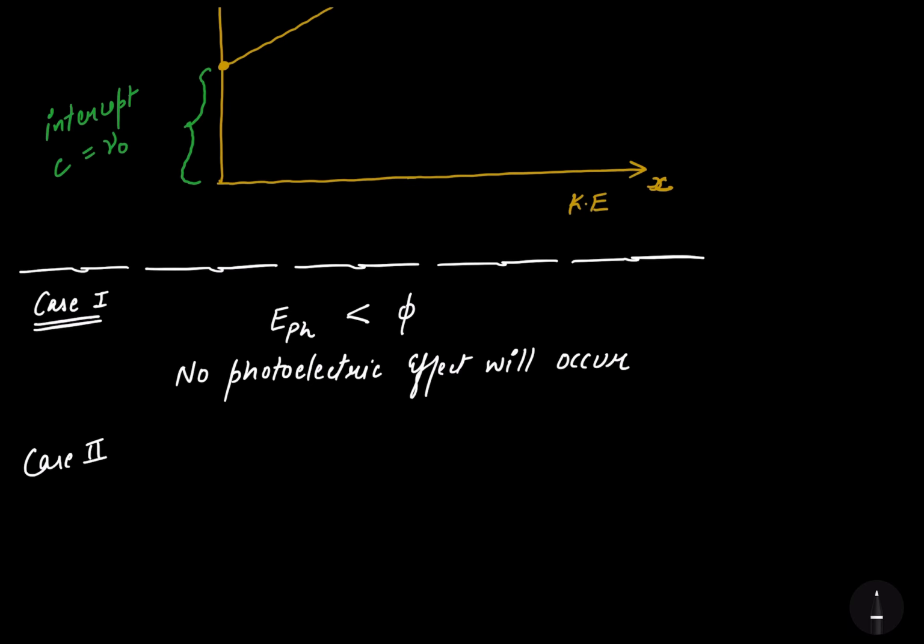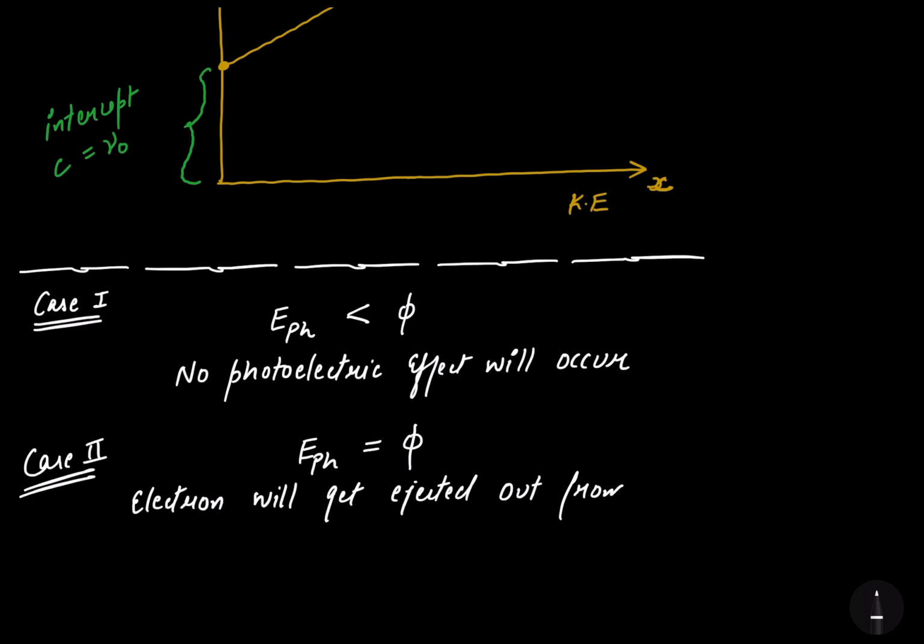Now the case number 2. When the energy of incident photon is just equal to the work function, then the electron will get ejected out from the metal surface, but with zero kinetic energy after ejection.